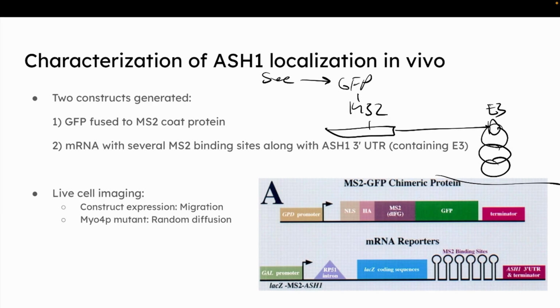They used live cell imaging, and basically what they saw was, let's say this is the cell, and this green part, they saw that it slowly made its way to the tip. Whereas for the MYO4 mutants, meaning that MYO4 just couldn't bind, they saw completely random diffusion, and they didn't really go anywhere. Okay, so that's just kind of cool. They saw this localization in action in vivo.